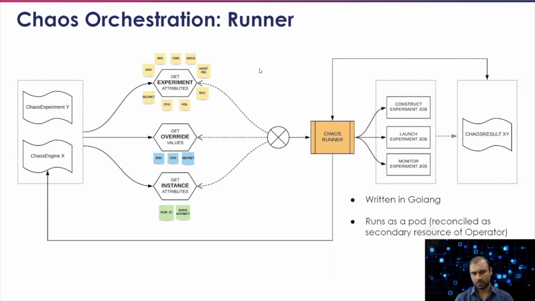You have observed in the previous slide that the operator launches the chaos runner. We'll take a look in this and subsequent slides at how the chaos runner operates, what it does, and why it is needed. You can see that the runner acts upon a couple of CRs, the chaos experiment CR and the chaos engine CR. Whereas the operator takes a look only at the chaos engine. It reconciles the chaos engine. The runner reads from the chaos engine as well as the chaos experiment static CR.